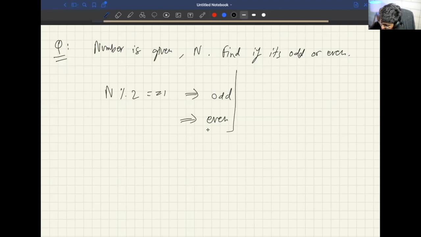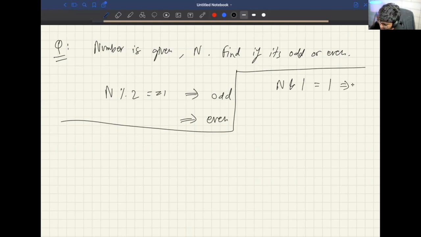Okay. After that, basically, instead of doing this, this is one approach. Second approach is n AND 1. If this is giving you 1, it means this is odd. If this is giving you 0, it means this is even.